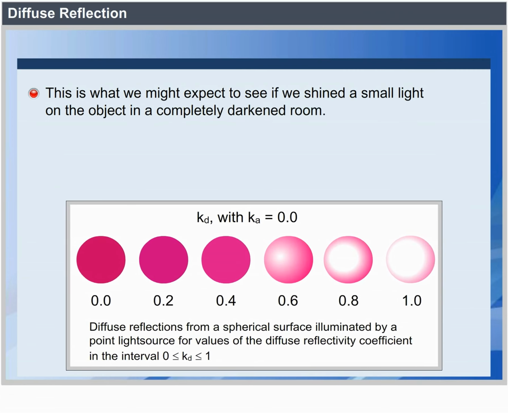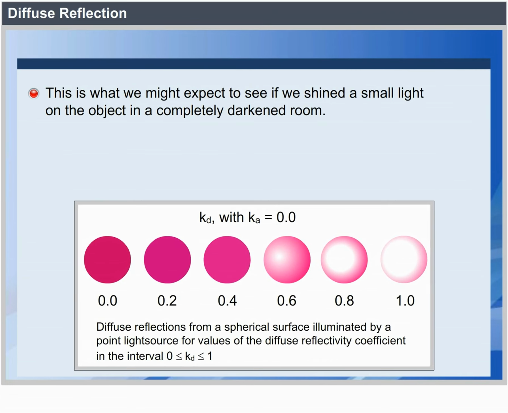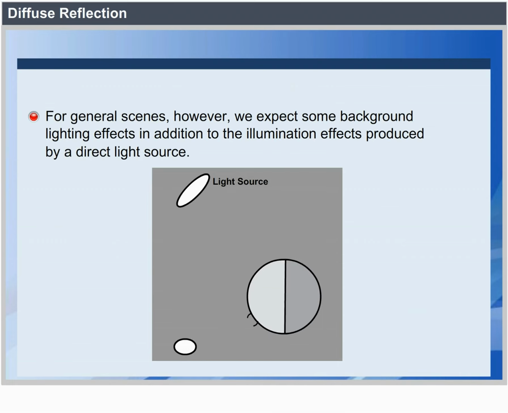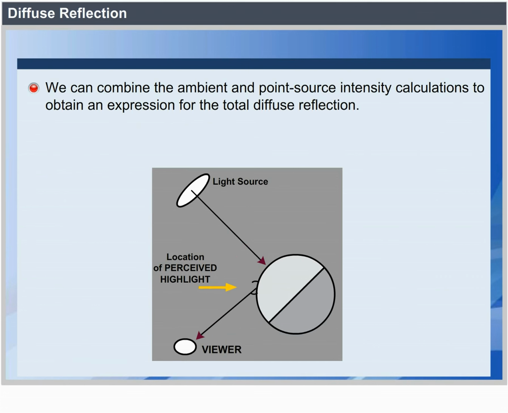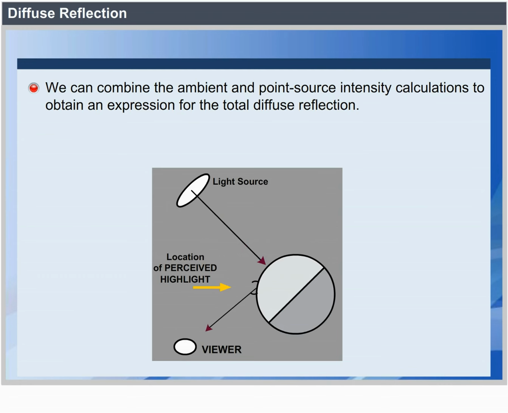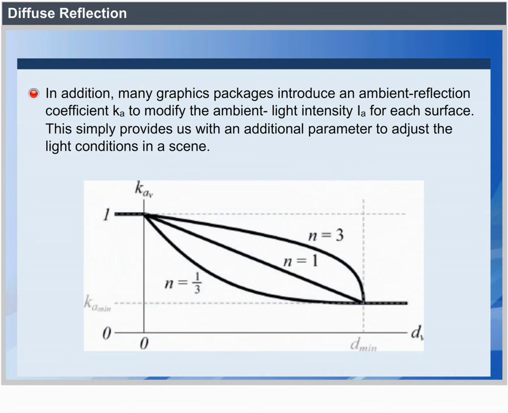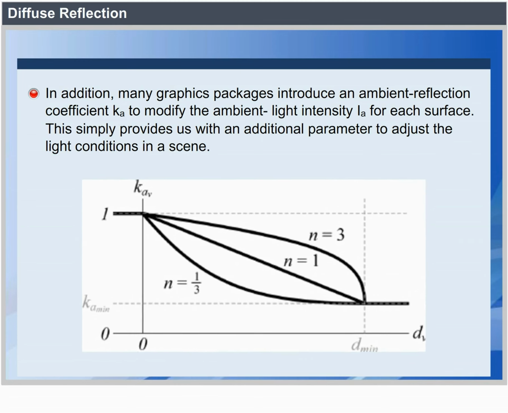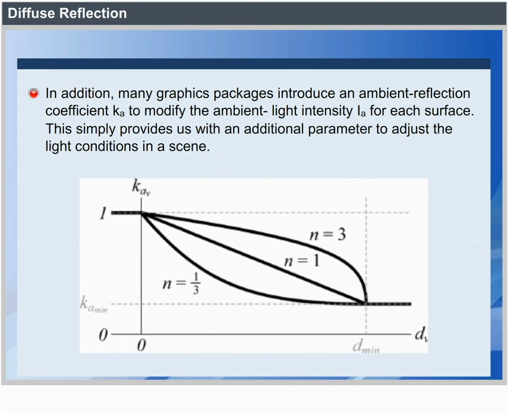This is what we might expect to see if we shined a small light on the object in a completely darkened room. For general scenes, however, we expect some background lighting effects in addition to the illumination effects produced by a direct light source. We can combine the ambient and point source intensity calculations to obtain an expression for the total diffuse reflection. In addition, many graphics packages introduce an ambient reflection coefficient Ka to modify the ambient light intensity Ia for each surface. This simply provides us with an additional parameter to adjust the light conditions in a scene.